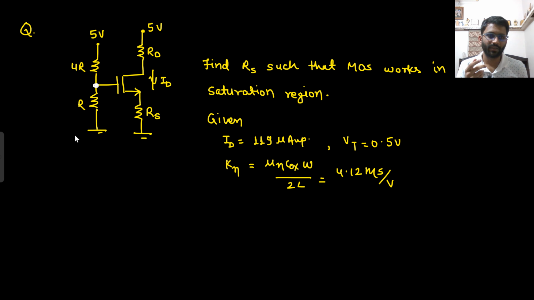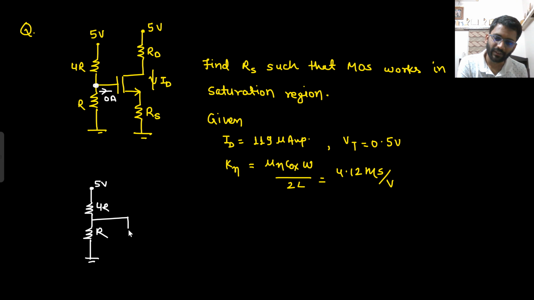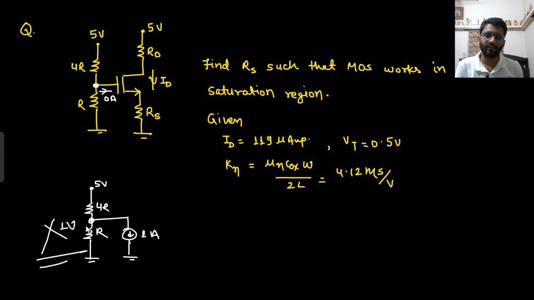Will it be 1 volt? Can you directly say that it will be 1 volt only? Yes, I can directly say it will be 1 volt only. Why so? Because there is 0 ampere current here. If it was driving some current, let's assume my circuit was something like this: 4R, R, this is 5 volt, and this is driving some 1 ampere current here. Can you say this potential will be 1 volt? No. If this is not driving any current, then only you can apply the voltage divider.